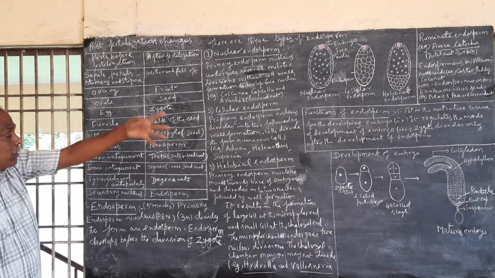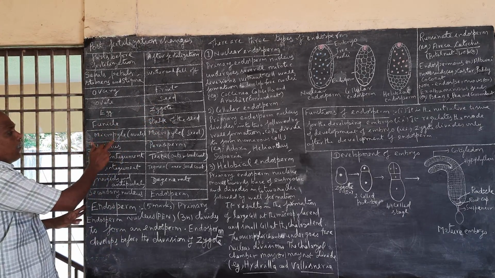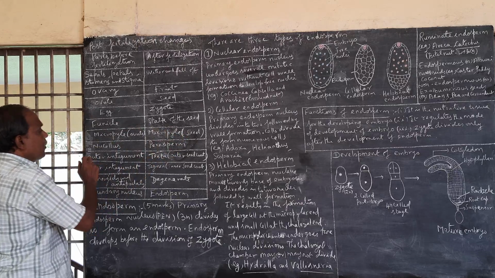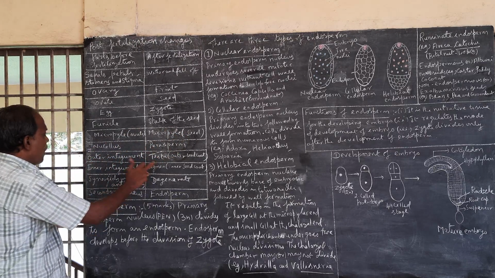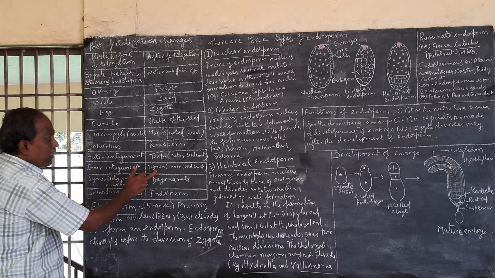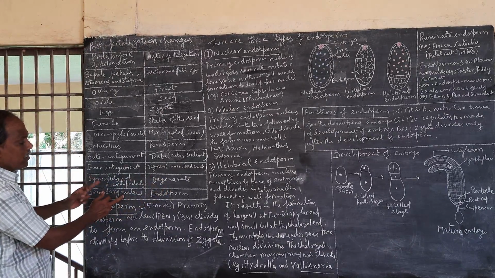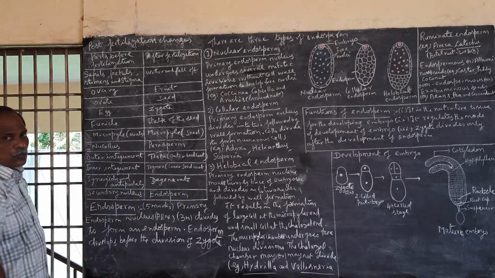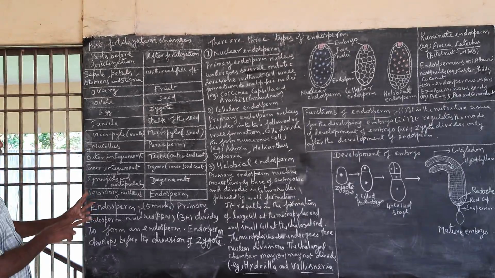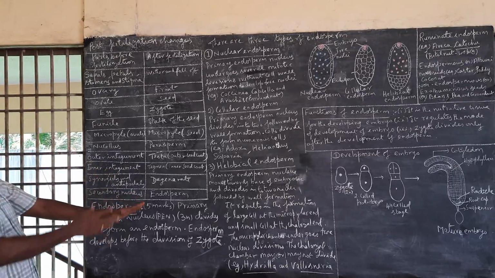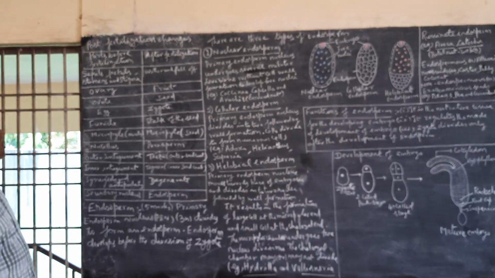The zygote develops into the embryo. Then the funicle becomes the stalk of the seed. The micropyle becomes the micropyle of the seed. The nucellus becomes perisperm. The outer integument develops into testa. The inner integument becomes tegmen. Then synergids and antipodals degenerate. The secondary nucleus becomes the primary endosperm nucleus, which gives rise to endosperm. So these are the post-fertilization changes.